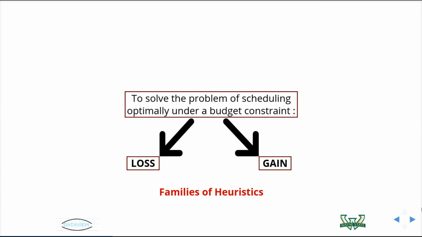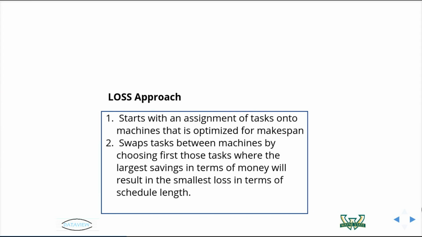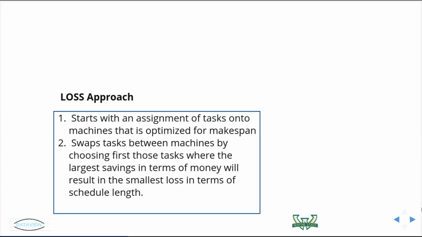In order to solve the problem of scheduling optimally under a budget constraint, this paper presented two different approaches. One of them is called loss and the other is called gain, which are both from the family of heuristics. In the loss approach, it starts with an assignment of tasks onto machines that is optimized for makespan. After that, it keeps swapping tasks between machines by choosing first those tasks where the largest saving in terms of money will result in the smallest loss in terms of schedule length.